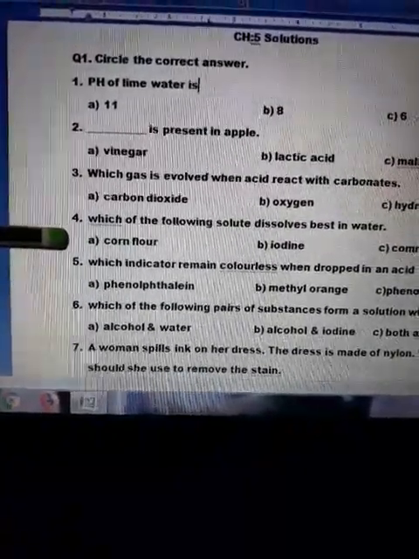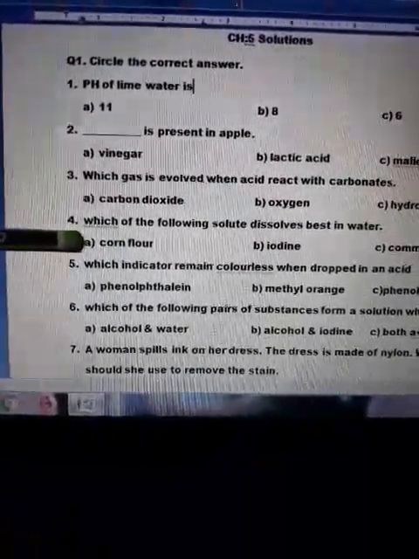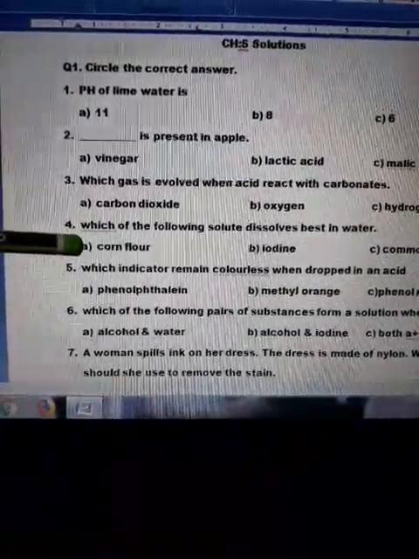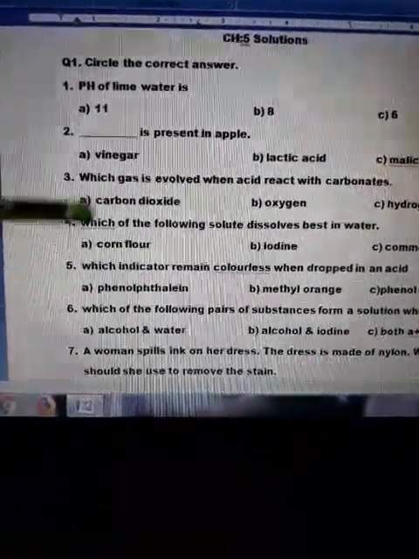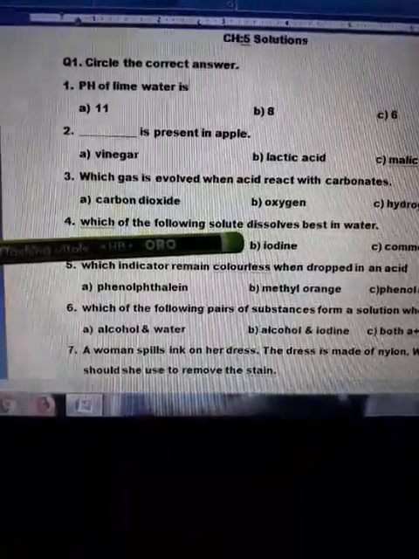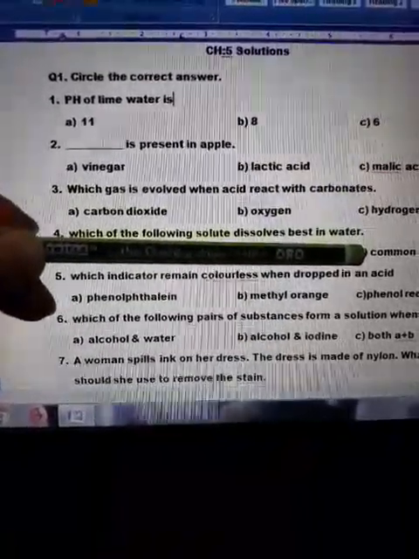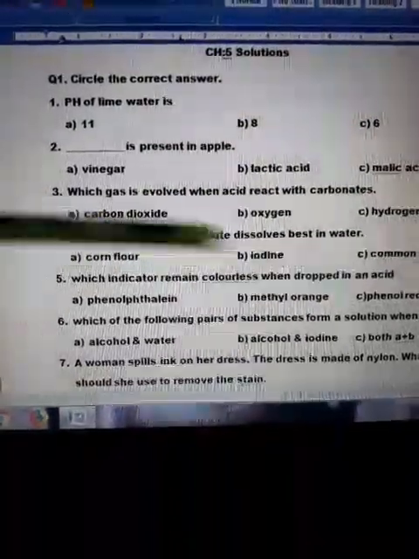Which of the following solutes dissolves best in water? Corn flour does not dissolve best in water. If you stir it, it will dissolve. If you leave it, it will settle at the bottom. Iodine doesn't make a solution with water. It is soluble in alcohol. So it means common salt is the best solute that dissolves in water.